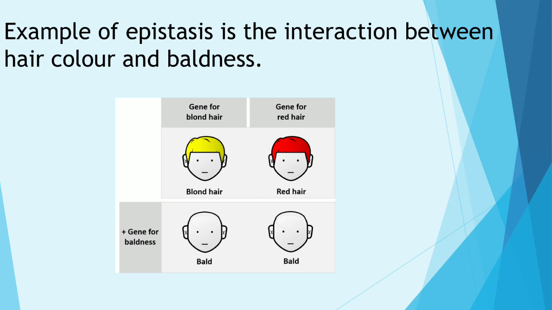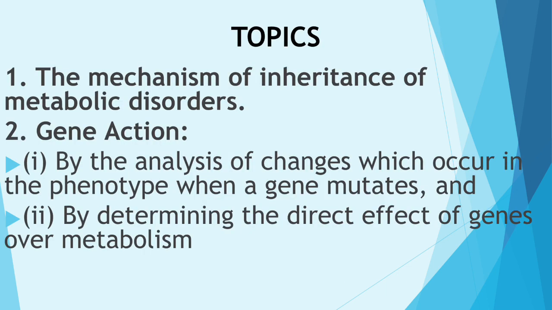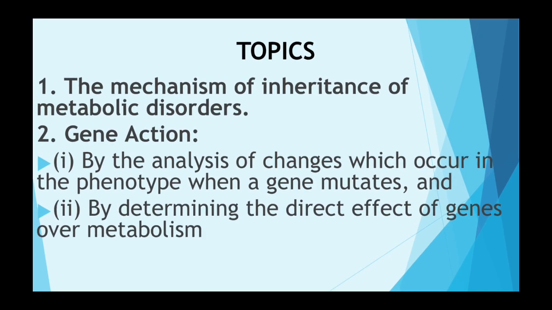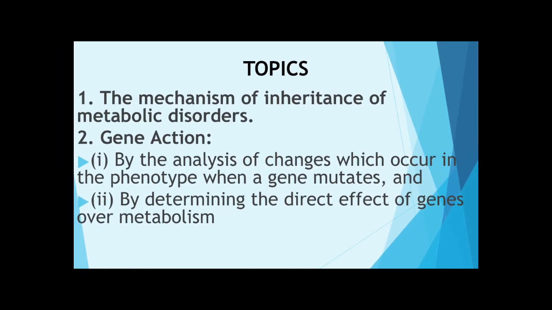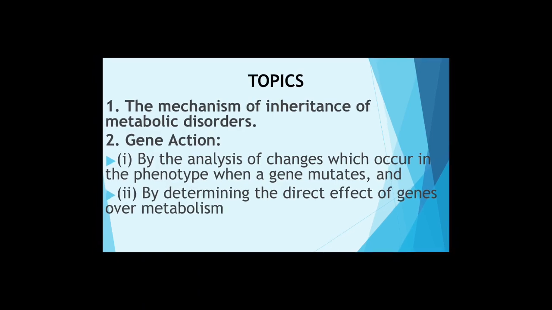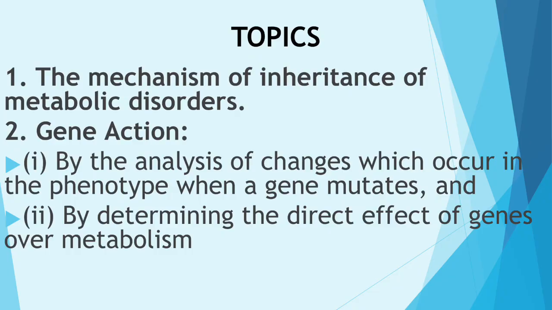What are the topics? The first topic is the mechanism of inheritance of metabolic disorders. The second topic has to do with gene action. The candidates need to be taught the analysis of changes which occur in phenotype when a gene undergoes mutation. And they also need to be taught the determination of the direct effect of genes over metabolism.